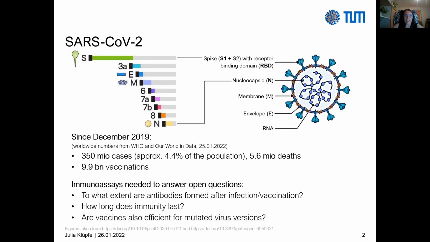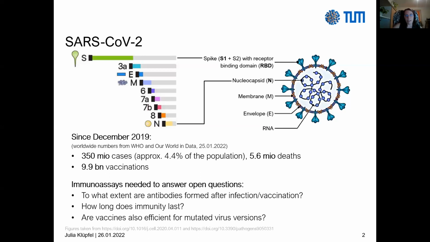And now if we take a look at the current infection numbers, we can see that although we've been in this for more than 2 years now, it's still not at the end. We've had more than 350 million cases so far. This is approximately 4.4% of the world population, which is really a lot. 5.6 million people have already died from an infection with SARS-CoV-2. And luckily, we are now able to vaccinate. So the first vaccines have been approved a bit more than a year ago. And 9.9 billion vaccinations have been done since then.